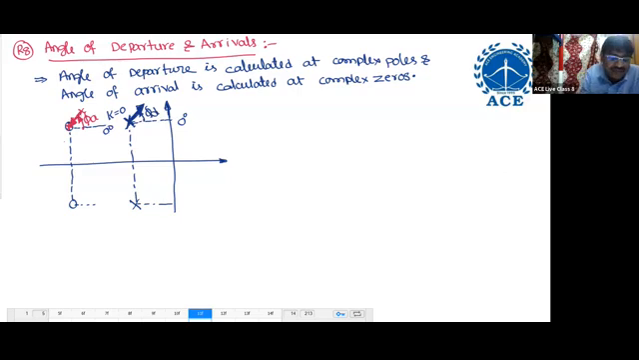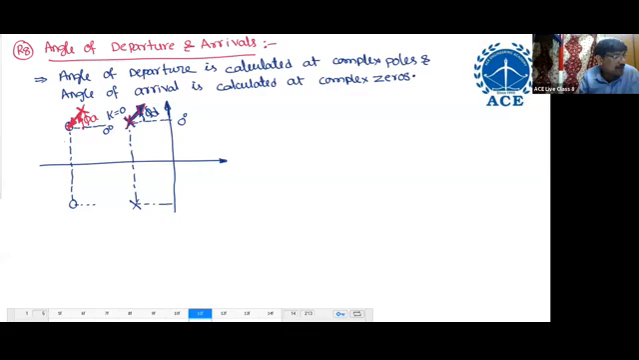So first, angle of departure. What is arriving here? A pole is arriving. What is departing here? A pole is departing. So both are related to poles only. Departing pole, arriving also pole. But arrival is calculated at a complex zero and departure is calculated at a complex pole.